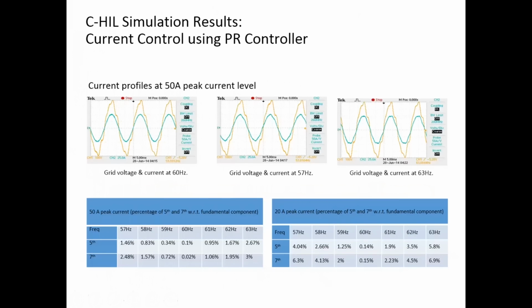So here are some results. Again, these are representative results showing you how it is done, how easy it is. So in the controller hardware in the loop, the hardware of the converter and the filter is in the HIL. The controller is outside, and the current control is implemented with this PR controller. And again, we see grid voltages and currents. And as we vary the frequencies, what kind of impact do we have? What kind of harmonics do we have?